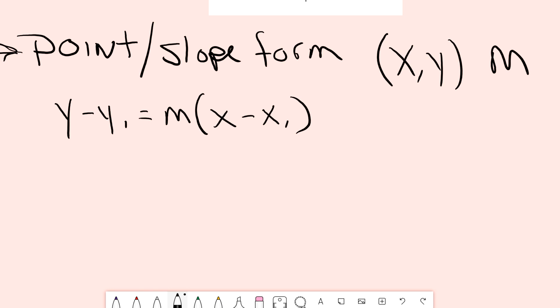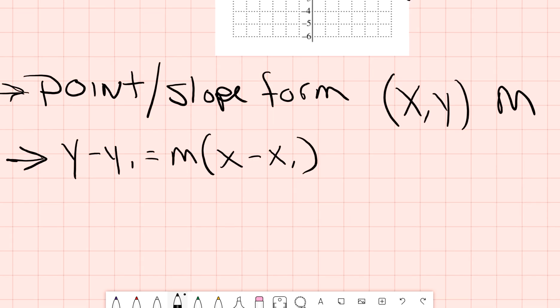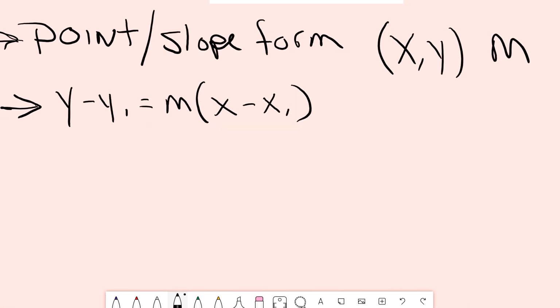And I will use this equation to structure my problem so I can solve for y and end up with this equation in slope-intercept form. Okay, so let's go to an example.